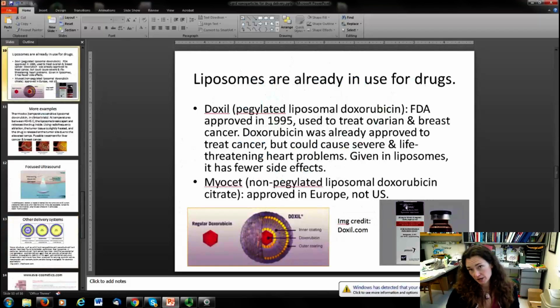Now, liposomes are already on the market, and then there's a lot more that are in clinical trials. For example, there's a drug named Doxil, which is pegylated liposomal doxorubicin. And it was FDA approved in 1995, so it's been on the market a good long time now. And it's being used to treat ovarian and breast cancer. So doxorubicin was already approved to treat cancer. It was a drug that was already known and used to treat cancer. However, there were serious side effects to doxorubicin. It could cause severe and life-threatening heart problems, sometimes even years after you took the drug. So instead, if you give it in a liposome, it has fewer side effects because the dosage of the drug can be lower and you can target it. There's also a drug on the market called Myocet, non-pegylated liposomal doxorubicin citrate. It's been approved in Europe, but not the United States.